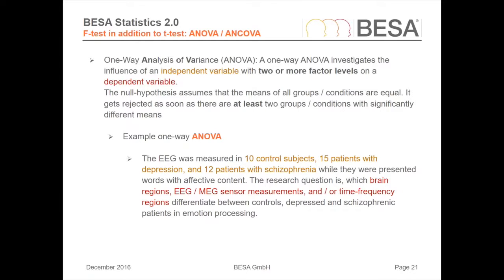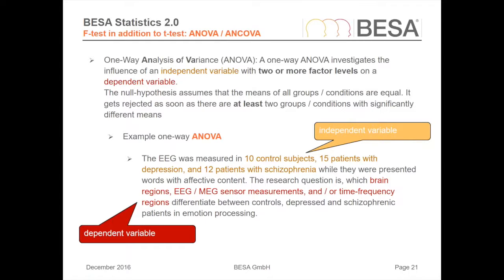For example, EEG was measured in 10 control subjects, in 15 patients with depression, and 12 patients with schizophrenia, while they were presented words with affective content. This is the independent variable. The research question is which brain regions, EEG, MEG sensor measurements, and/or time frequency regions differentiate between controls, depressed and schizophrenic patients in emotion processing. The one that I choose to investigate is the dependent variable here.